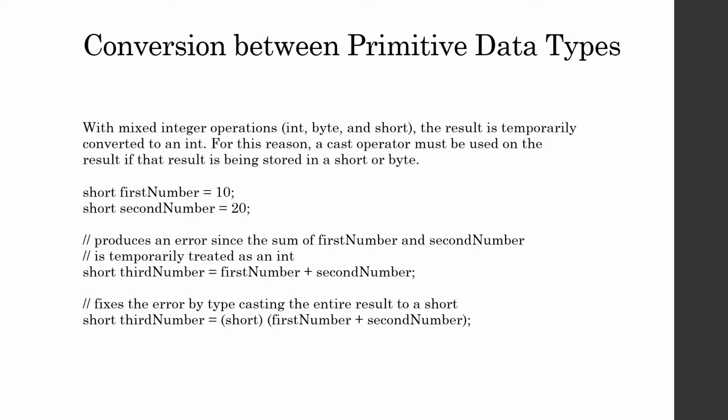So we've got this example here. We have 2 shorts. We've got short firstNumber is equal to the value 10, so we put 10 inside of that variable firstNumber. We then have short secondNumber is equal to 20.